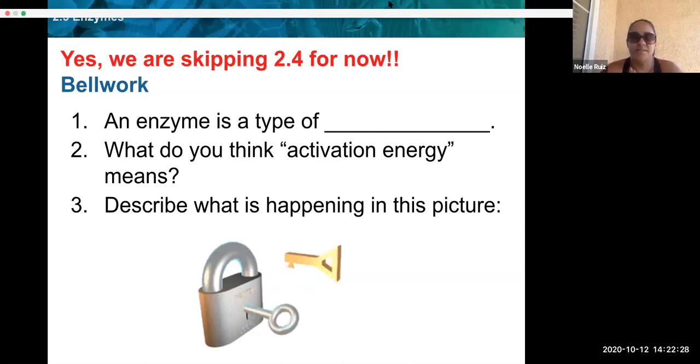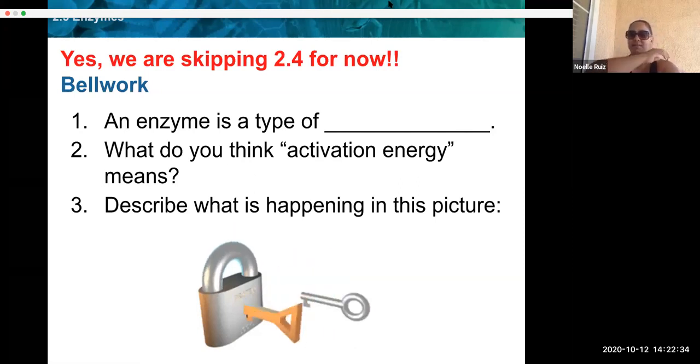Wait a couple minutes. Make sure you guys look at the bell work. Have some answers for me. For number one, you got 4 choices. There are 4 macromolecules from the last section. And yes, we are skipping 2.4 for now. We will come back to it.